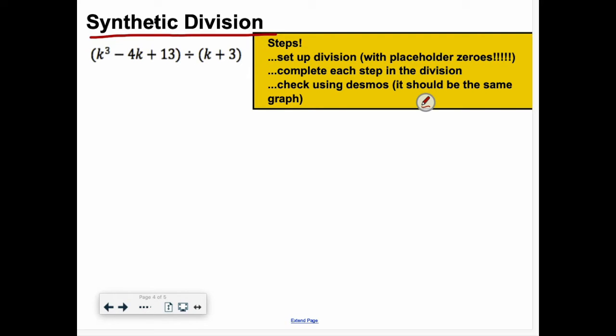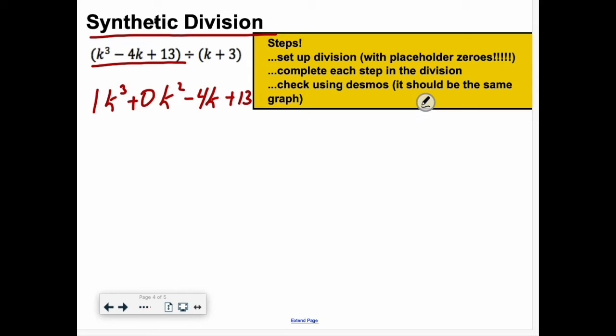We still need placeholder zeros. We still need everything else. We're still going to be doing very, very similar things to long division, but so much faster. And we're just relying on the coefficients here. So if I take a look at this one, I know I have the coefficient 1 from my k to the third. I know I need a 0, k squared. I know negative 4k plus 13. So the 1, the 0, the negative 4, and the 13 are all coefficients.